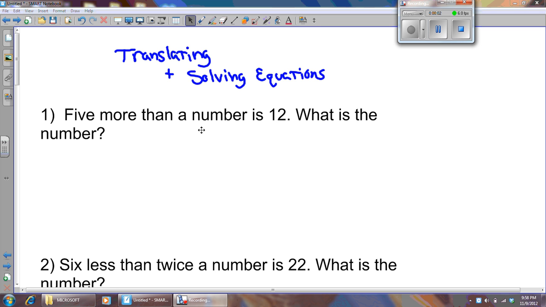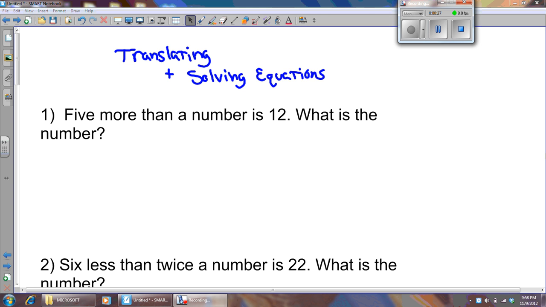Hello, pre-algebra students. Today we are going to be translating and solving equations. Now, I gotta warn you, some of you are going to have a hard time because you're always going to start at the beginning of the sentence. Of course, when you read it, I want you to start at the beginning, but when you go to set up the equation, I don't want you to start at the beginning. I always want you to start with the variable.